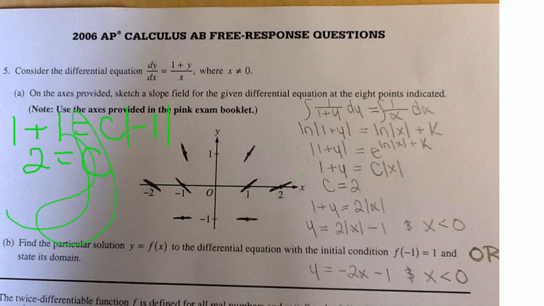So then you put c in. Substitute 2 for c, and you'll get 1 plus y equals 2 times the absolute value of x. So when you solve for y, you get y equals 2 times the absolute value of x minus 1. Or, since we're in the domain where x is less than 0, you could say y equals -2x minus 1. So the domain will always be x is less than 0. And you have your answer.